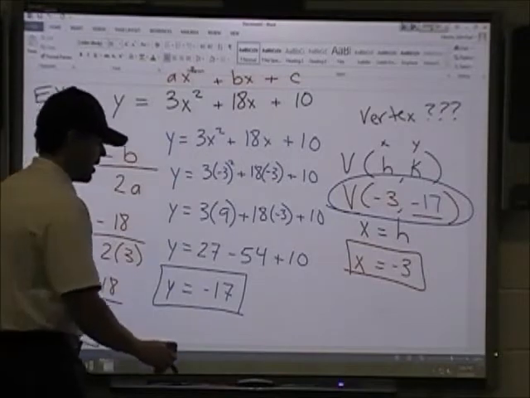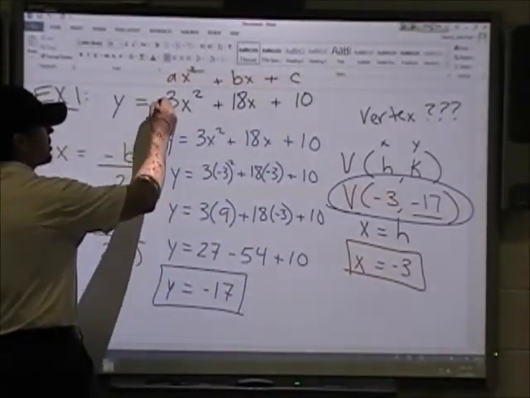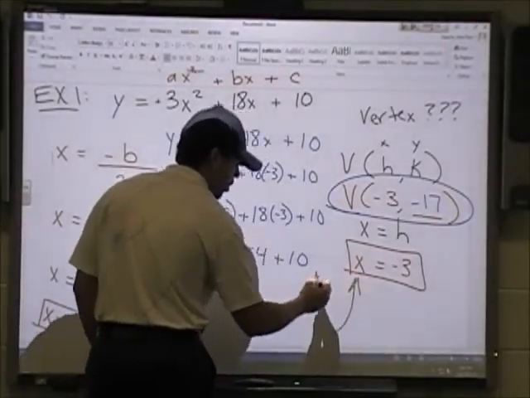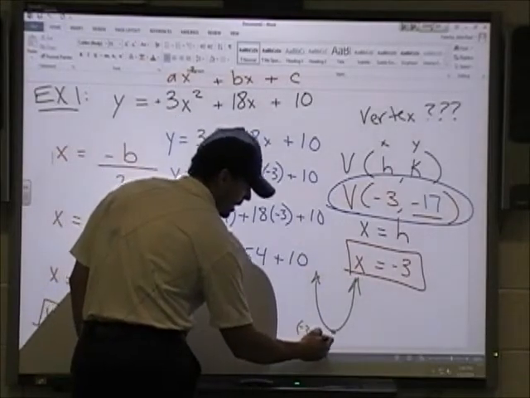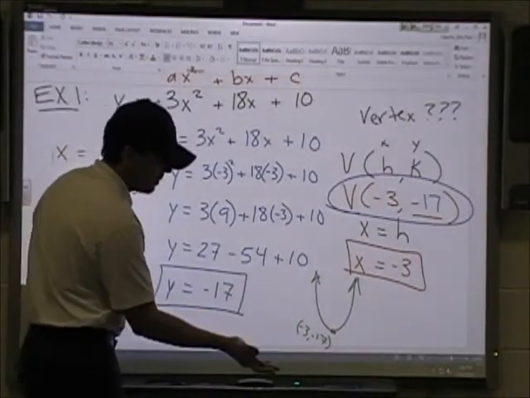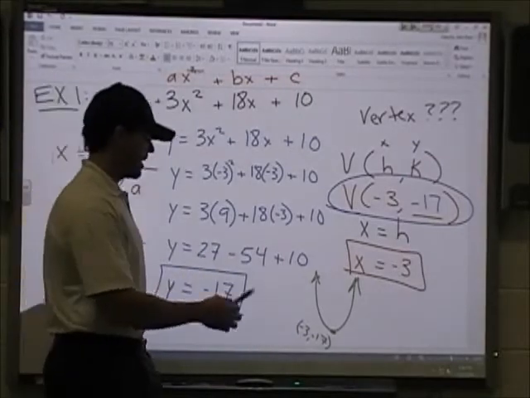Also, a little key here is you know that this parabola definitely opens up because this value of a is positive. So clearly, you're going to have a parabola that's opening up where the vertex is at (negative 3, negative 17). So therefore, there's going to be a minimum height of negative 17, and it happens when x is negative 3.